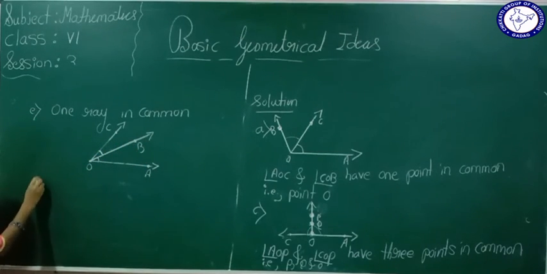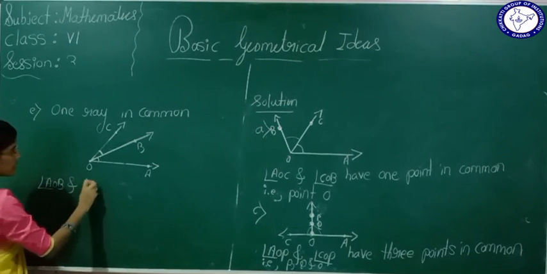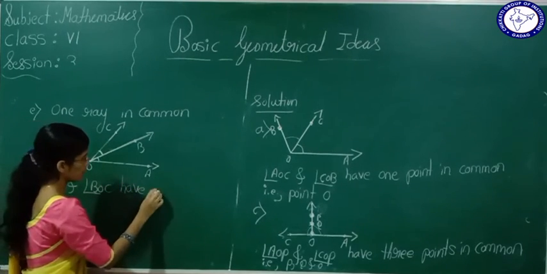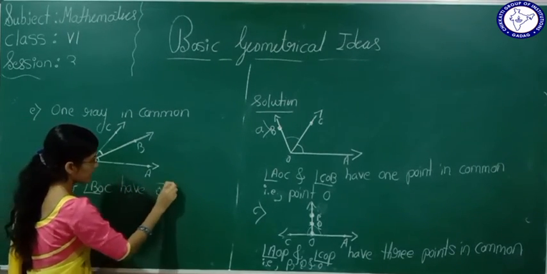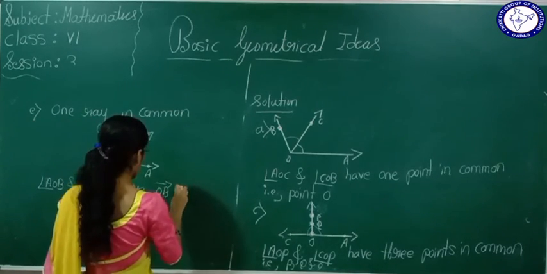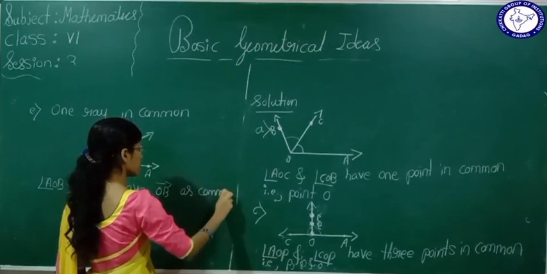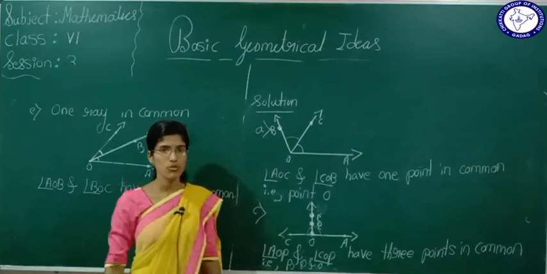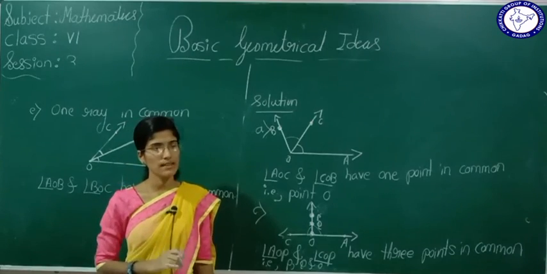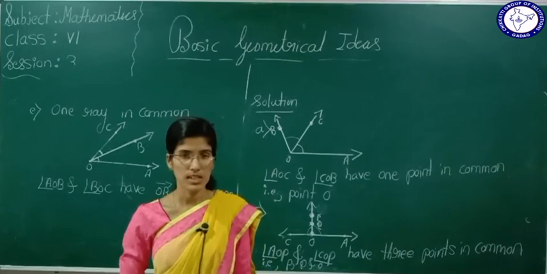What can we write here? Angle AOB and angle BOC have ray OB as common. Okay, this is about exercise 4.3. In the next class we are going to see about triangles, quadrilaterals and circles. We are going to study in the next class. Thank you.